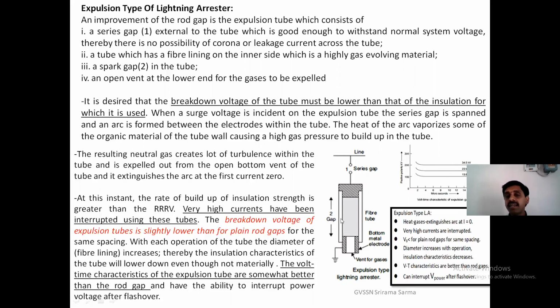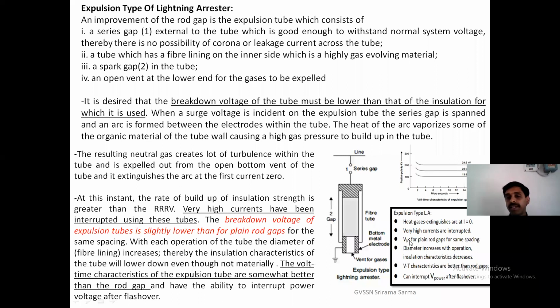So the resulting neutral gas creates a lot of turbulence within the tube and is expelled out from the open bottom vent of the tube, and it extinguishes the arc at the instant of current zero. So the arc will be extinguished. At the instant of current zero, what happens? There will be a restriking voltage. The rate of buildup of insulation strength is greater than the RRV. Very high currents have been interrupted using these tubes.